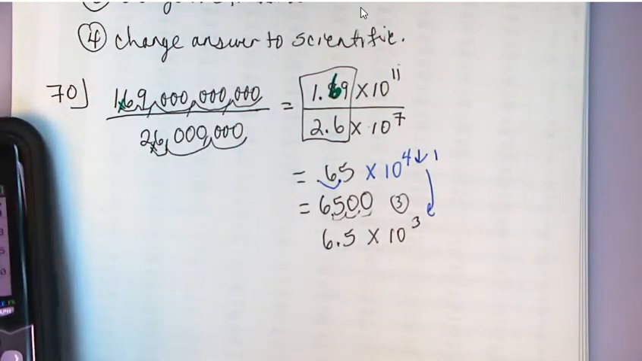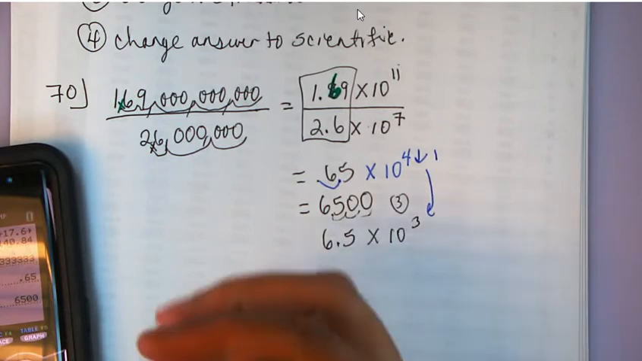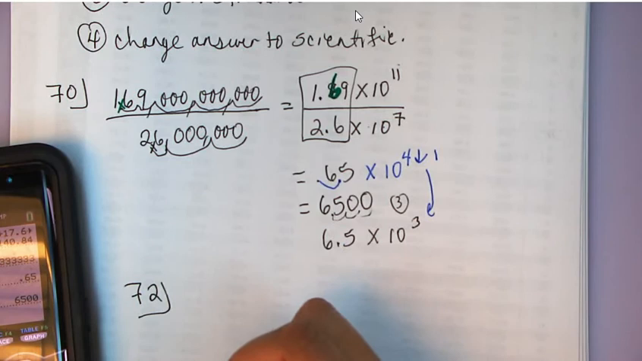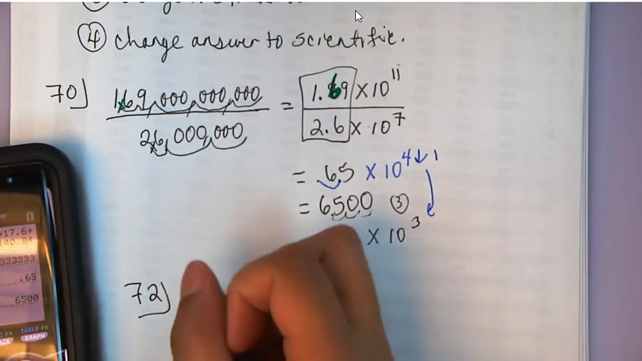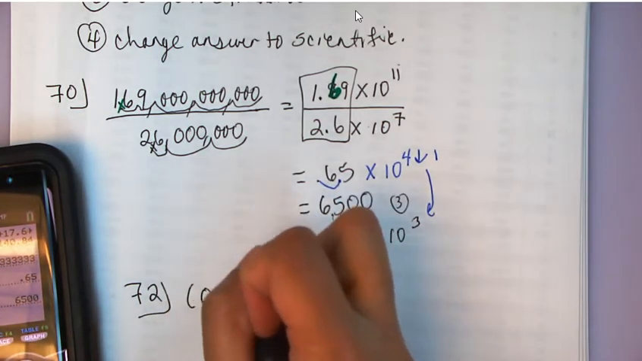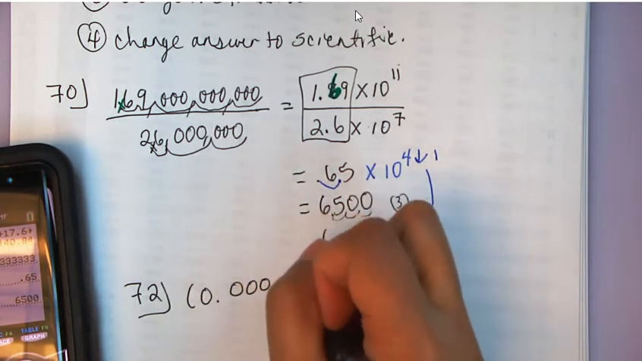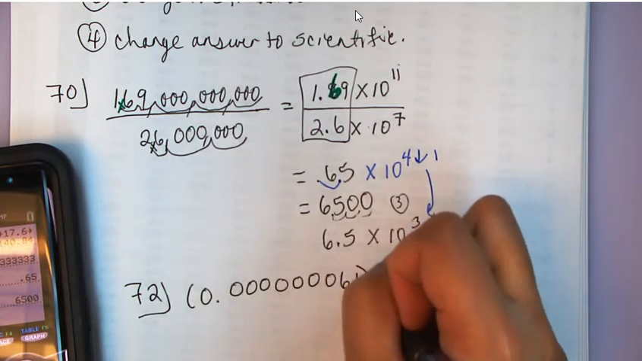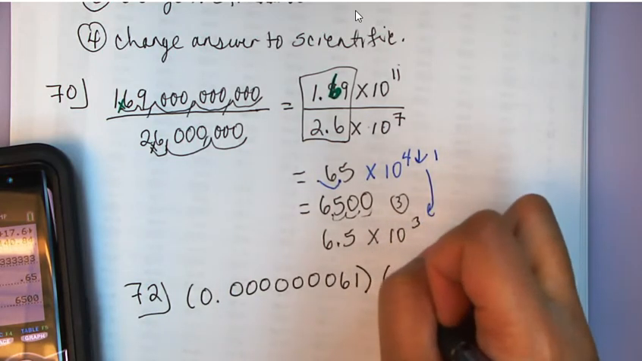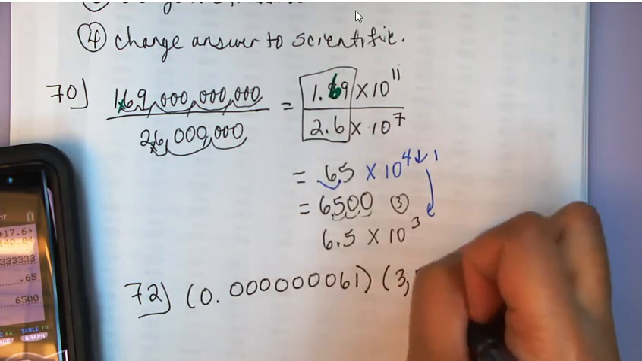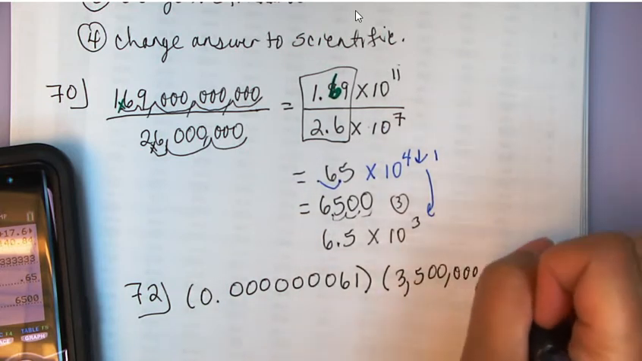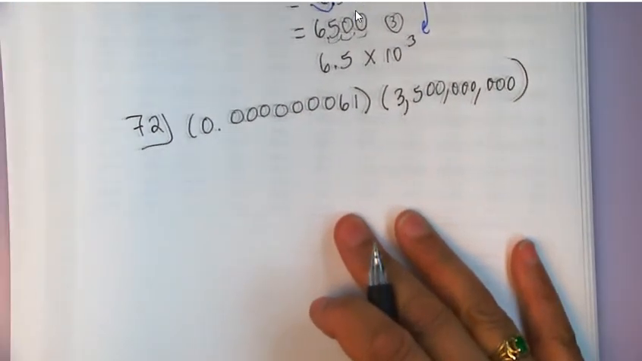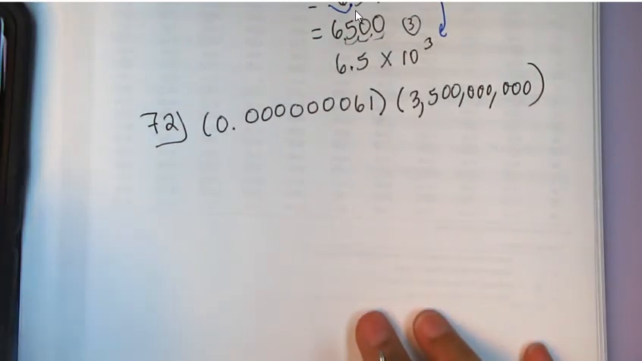Alrighty, let's try another one. Let's do number 72. 72 has a decimal point. So watch this. It goes 0.000000061. So that's 7 zeros times 3,500,000,000. This sounds like a lot, but we can handle it. It's no big deal. So now that we have that done, the first step is to change it to scientific notation. So let's do that.